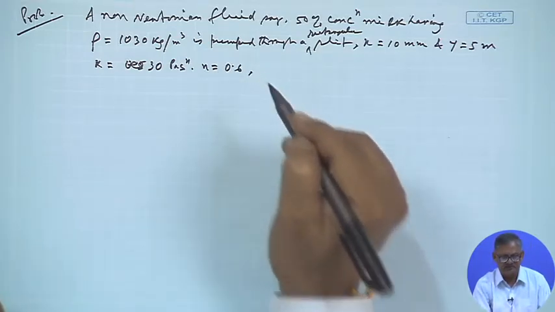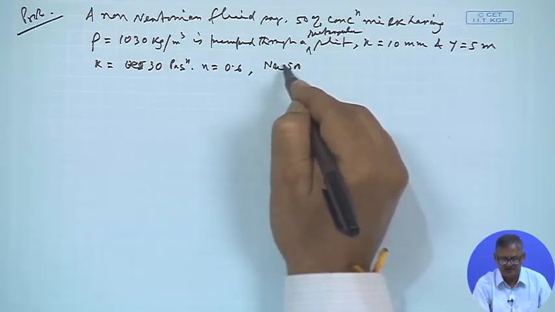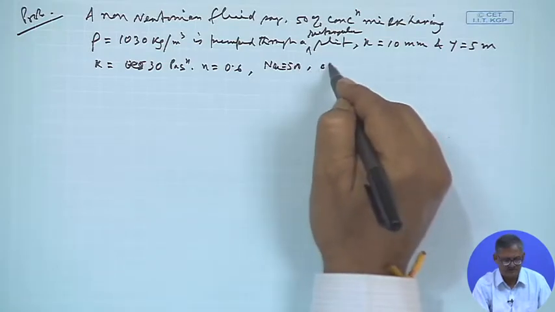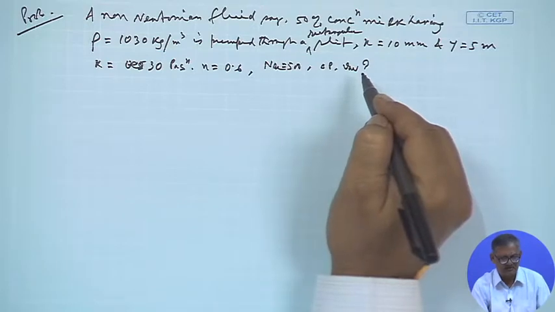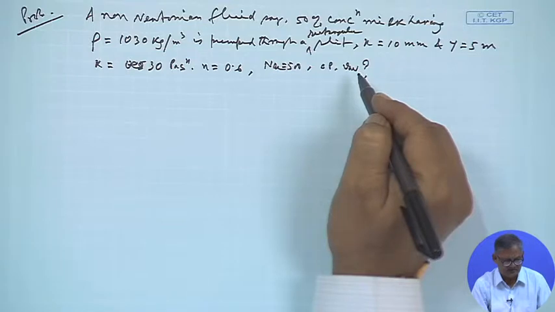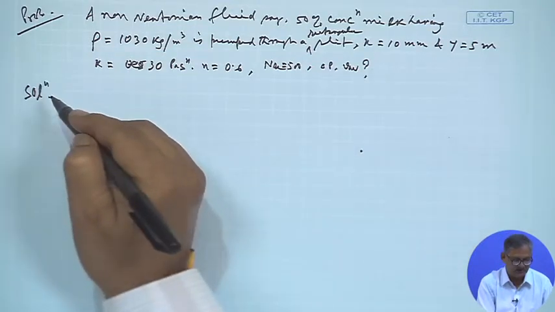So, if the Reynolds number NRE is 500, what is the pressure drop and V average? If we formulate the problem like this, how can we proceed? Let us see the solution. What can be the solution?